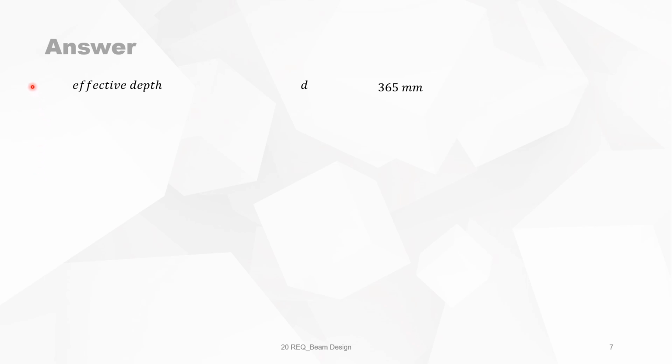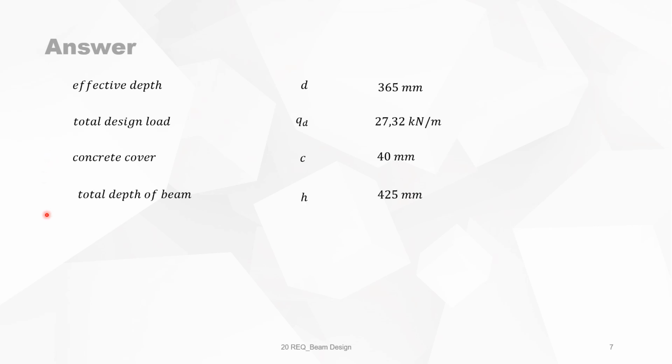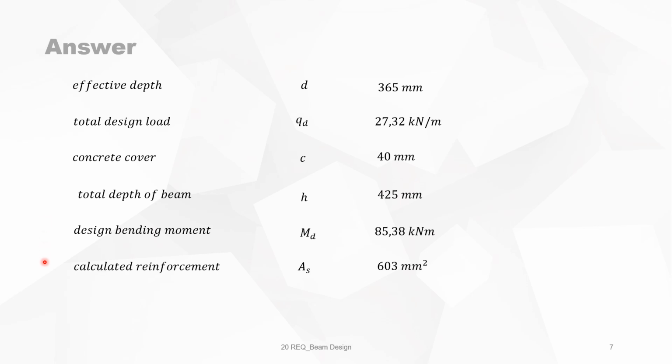So to summarize, the effective depth of the beam is 365 millimeters. The total design load is 27.32 kilonewton per meter. The concrete cover is 40 millimeters. Total depth of the beam is 425 millimeters. And the design bending moment is 85 kilonewton meter. And the calculated reinforcement is 603 square millimeters. And the placed reinforcement is 2 diameter 20, which gives you 628 square millimeters.